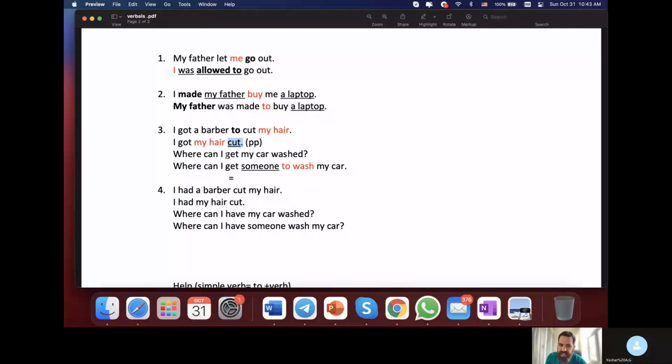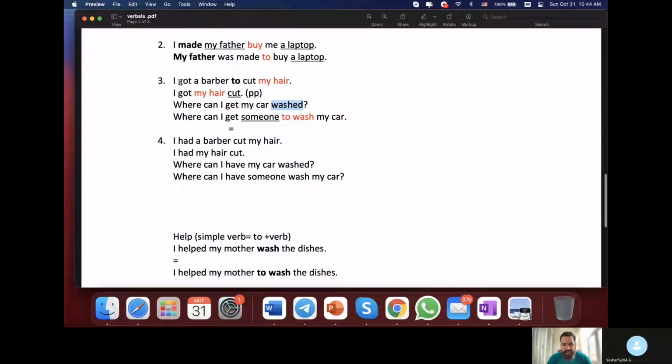You can ask, where can I get my car washed? Where can I get someone to wash my car? When you use someone after get, it means that you have the object, so it is not passive. And then you need to write to wash because it is like this, a barber to cut, someone to wash. But here I don't have someone, I say washed.